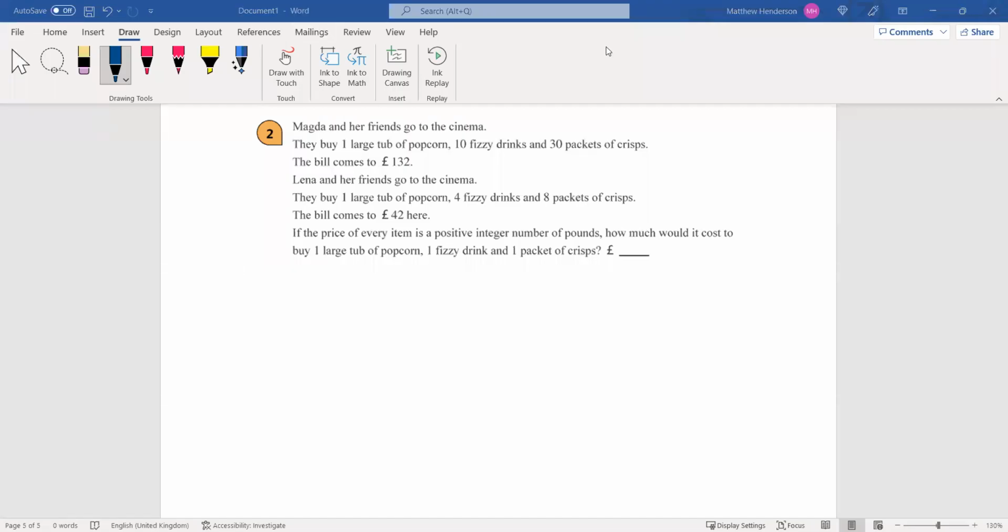Year 5, Lesson 6, Extensive Challenge, Question 2. Magda and her friends go to the cinema. They buy 1 large tub of popcorn, 10 fizzy drinks, and 30 packets of crisps. The bill comes to £132.